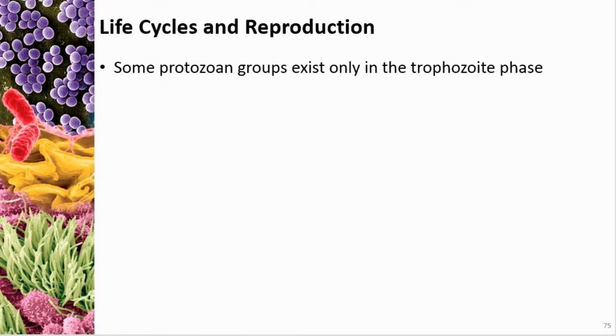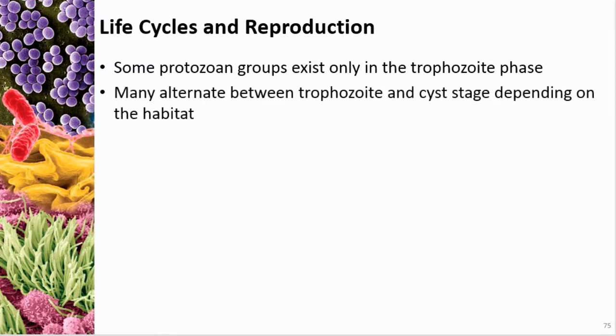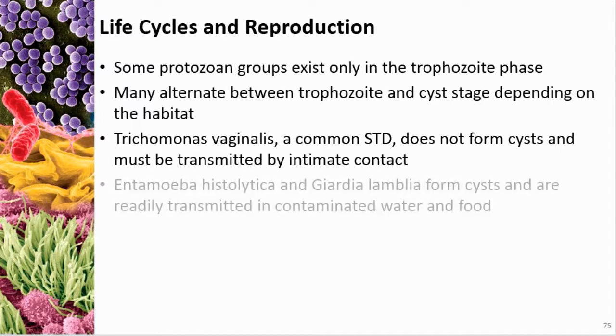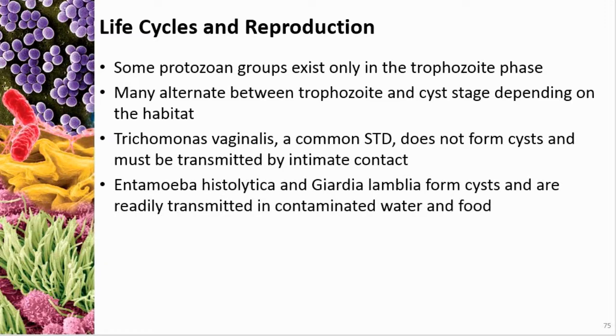So some protozoa groups only exist in the trophozoite phase, and others go back and forth from the trophozoite to the cyst stage, of course, depending on what the environment is, right? An example, Trichomonas vaginalis is an STD that causes trichomoniasis. It doesn't form cysts, and since it's an STD, obviously it needs to be transmitted during intimacy, right? Entamoeba histolytica and Giardia lamblia both form cysts.